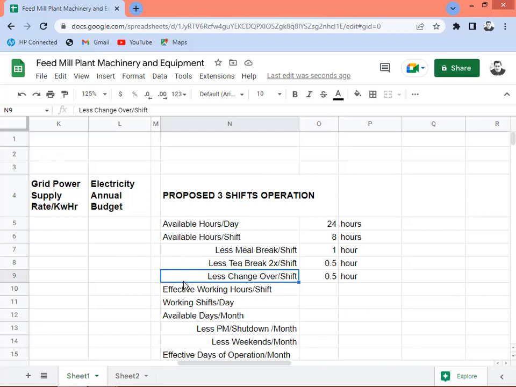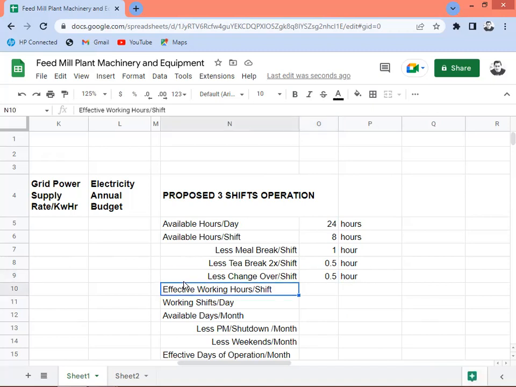Okay, and I'm giving it a half an hour allowance for the changeover. Okay, changeover per shift. So that would be 1.5 hour in 3 shifts total.